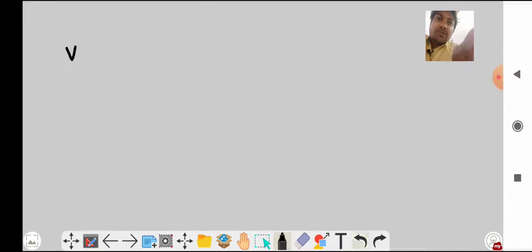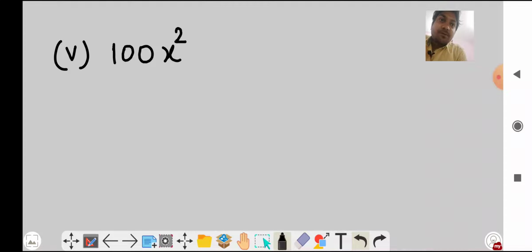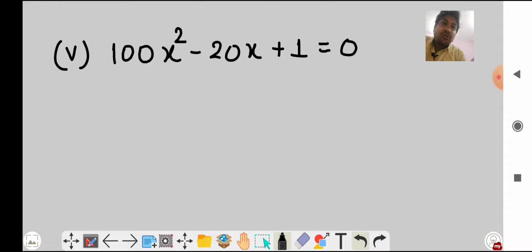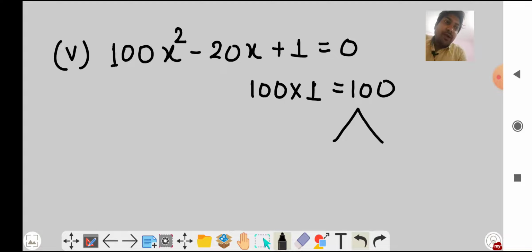The fifth part we are having is 100x square minus 20x plus 1 equals to 0, right? So what is the first step? We have to take the coefficient of x square multiplied by the constant term. This is 100. The next step, we have to find the factors of 100 such that the addition will give 20. So this is 10 and this is also 10.